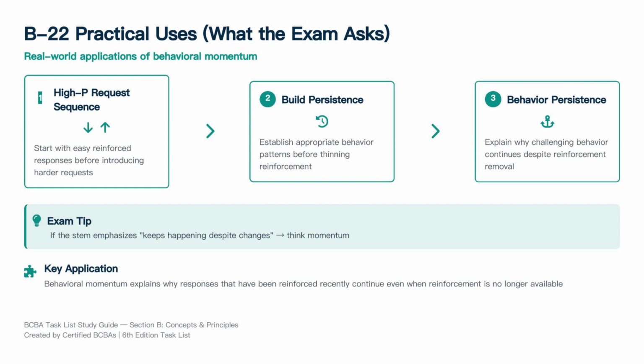A high-probability request sequence builds compliance by stacking easy, reinforced responses before a hard request. You can also strengthen durability by establishing strong patterns before thinning reinforcement. And you can interpret "it keeps happening even after we change things" as a momentum clue. Recent and dense reinforcement histories often explain why responding continues when reinforcement is reduced or removed.